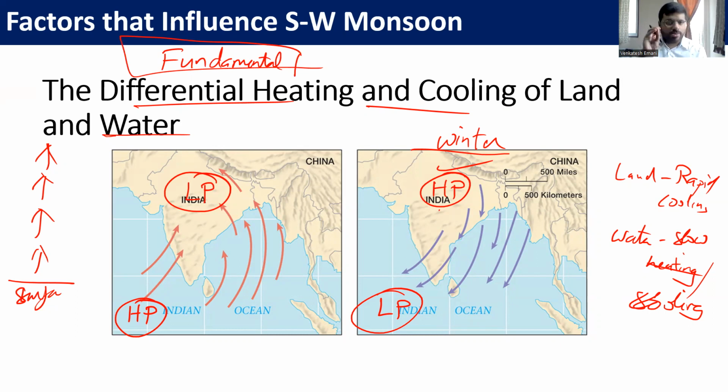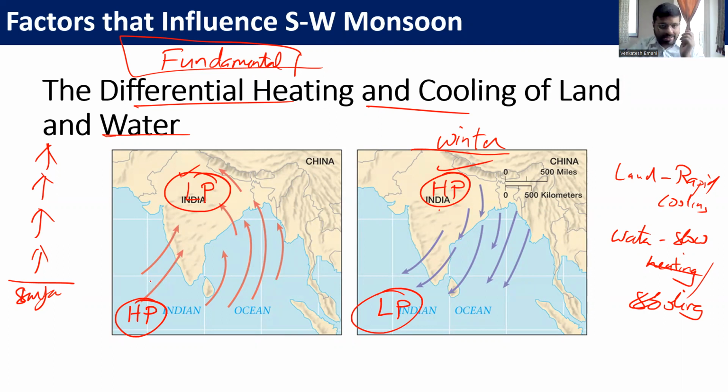The Indian landmass always has to be low pressure. Relatively, the Indian Ocean has to be high pressure. Any factor which favors low pressure on the Indian landmass and high pressure in the Indian Ocean is a favorable factor to monsoons. Why? There will be more winds which blow towards India. That is what you have to remember conceptually.